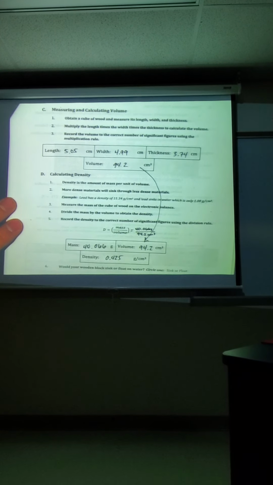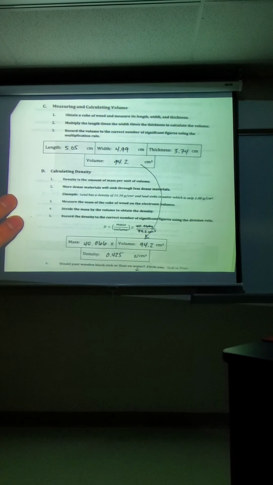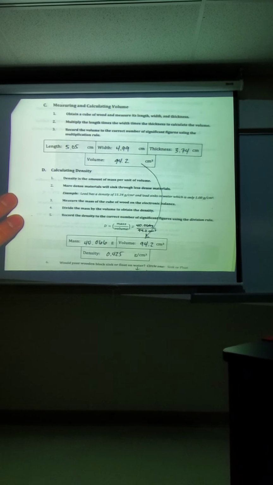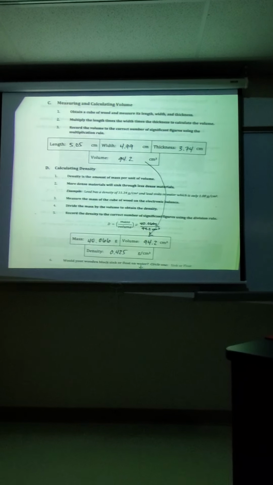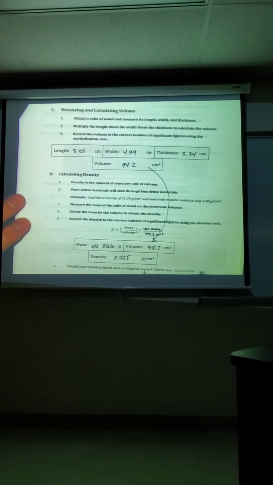Would our wooden block float or sink in water? Water has a density of 1.00 grams per centimeter cubed. This is a lighter density, so wood typically floats on water, and this is why.